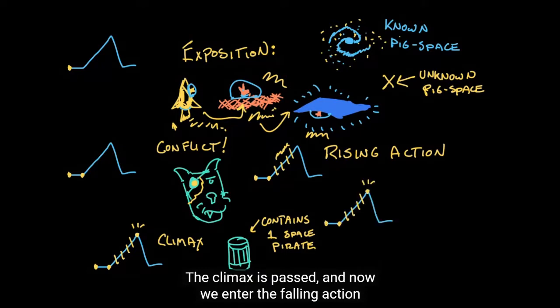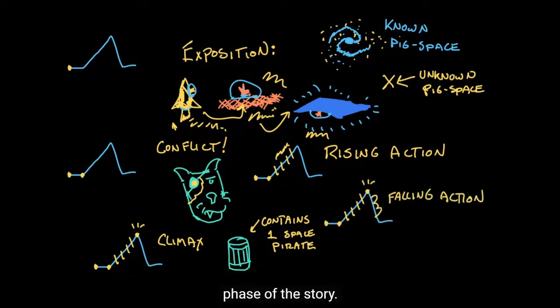The climax is past, and now we enter the falling action phase of the story. In the version of the story that I know, the three little pigs roll the barrel into the river. So I think maybe in this version they punt the space barrel out the airlock into the cold void of space. Or maybe they strand him on a deserted planet. But in any case, they never have to deal with the wolf again.